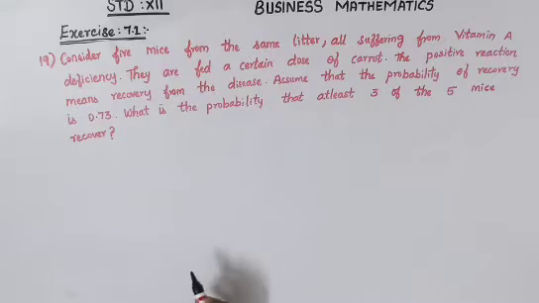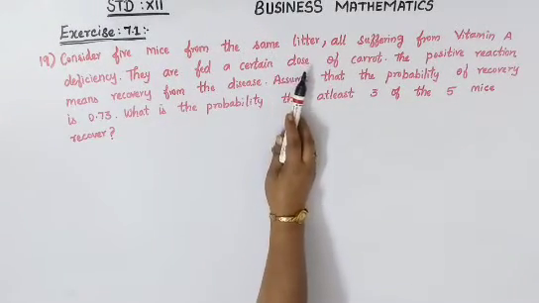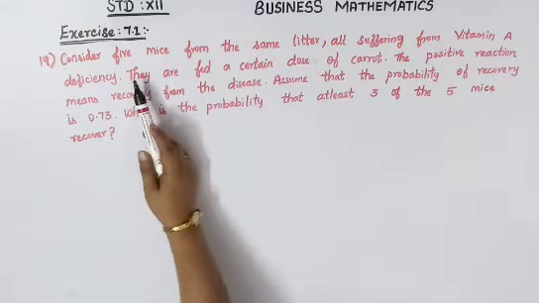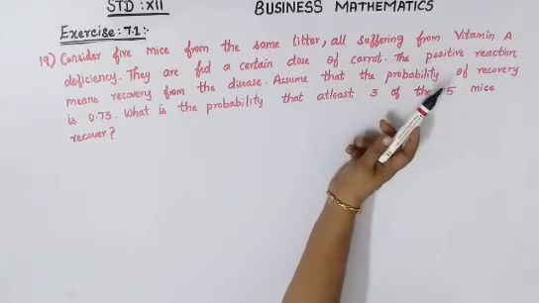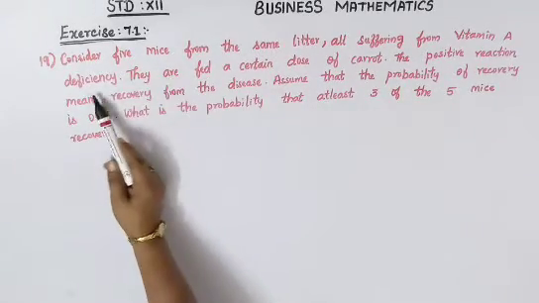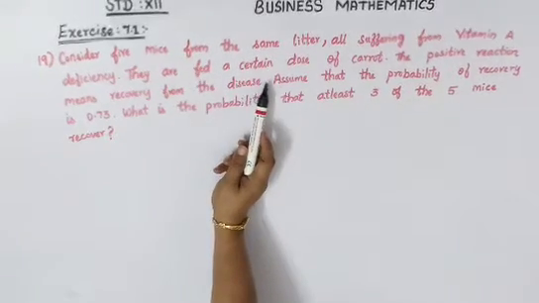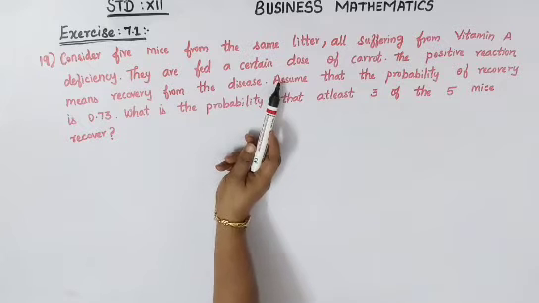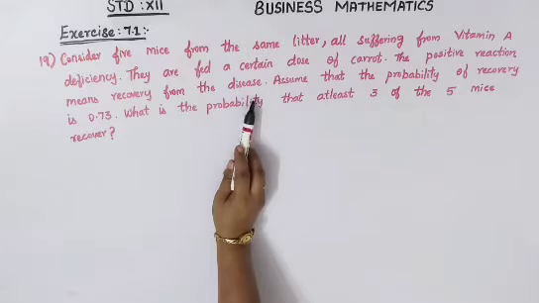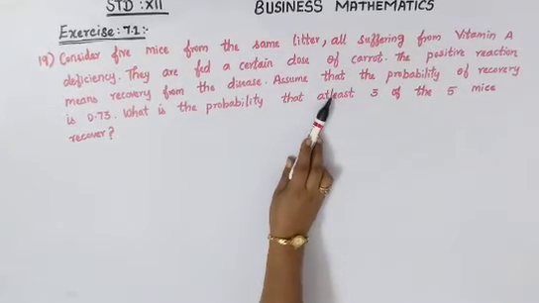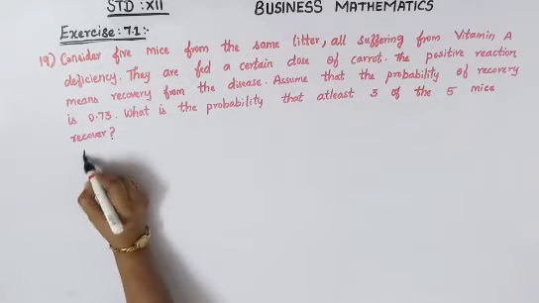So the question is, they have given you 5 mice from the same litter. Litter is nothing but your garbage or your dust bag. From there 5 mice are taken into consideration, all suffering from vitamin A deficiency. Because of that deficiency, a dosage of carrots is given to prevent it. If the mice recover from the disease, then it is called a positive reaction. The probability of recovery, that is a success, is given as 0.73. So we can start with that.